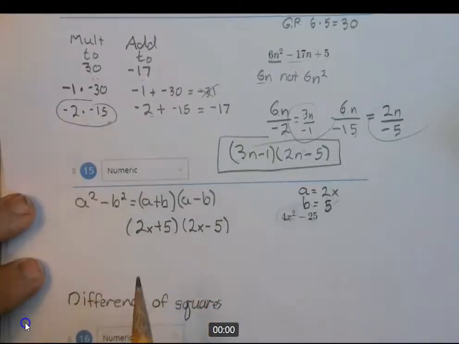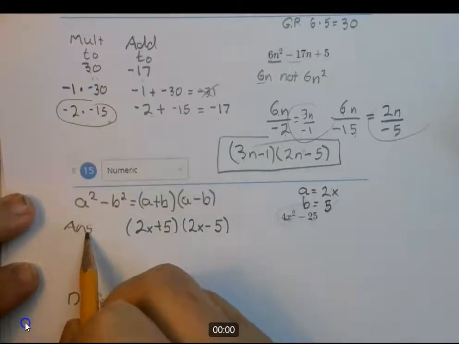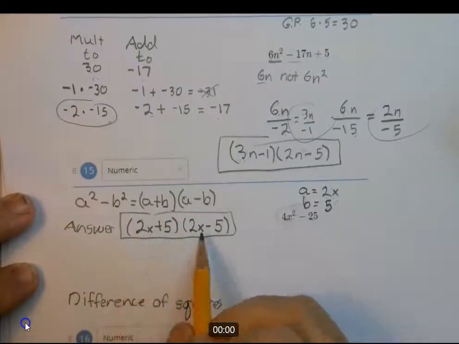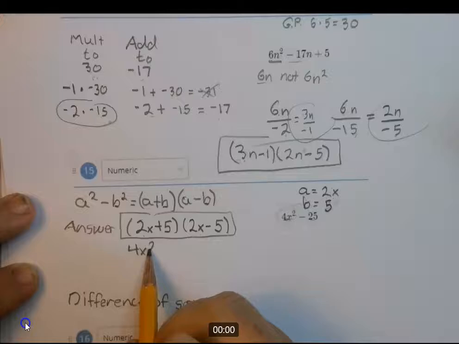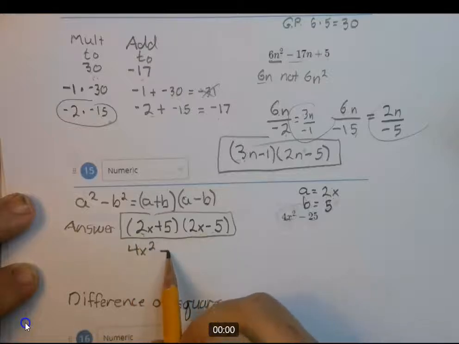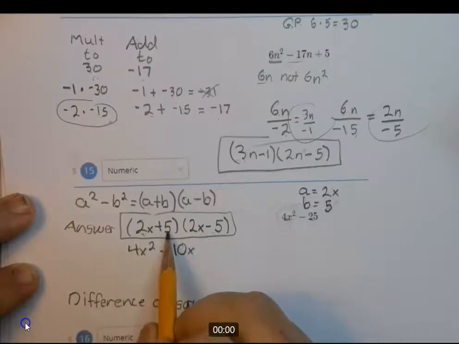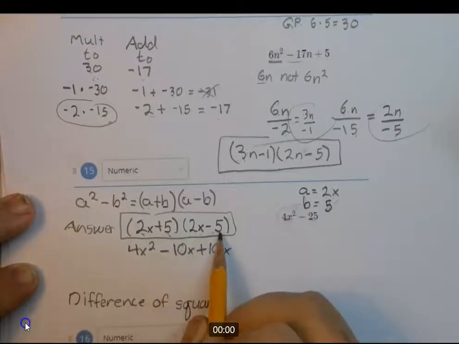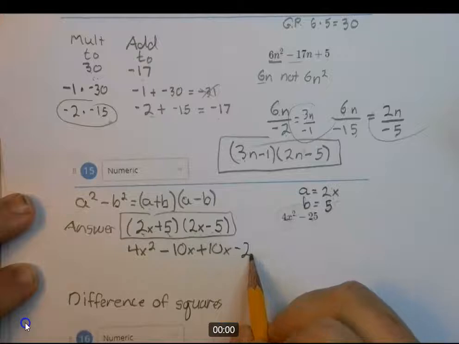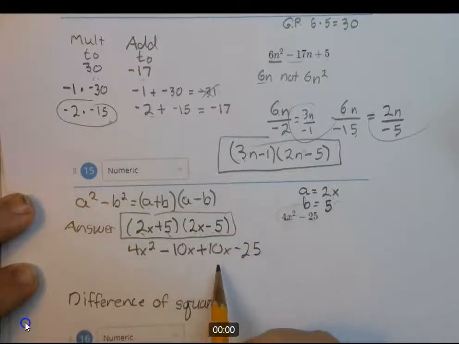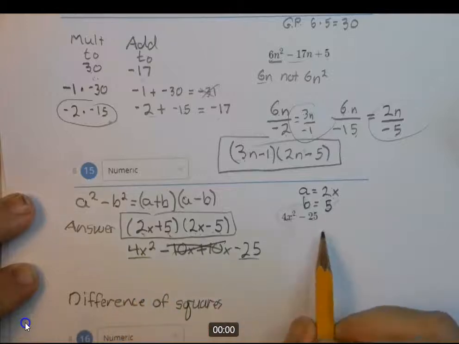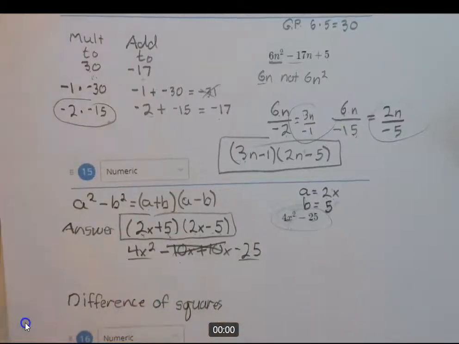So let's FOIL this out just to check. So this is the answer. So 2x times 2x is 4x squared. 2x times negative 5 is negative 10x. 5 times 2x is positive 10x. And 5 times negative 5 is negative 25. So these two middle terms cancel out. 10x minus 10x, they go away. And so you have 4x squared minus 25. That's what we started with right there. So that's called difference of squares.